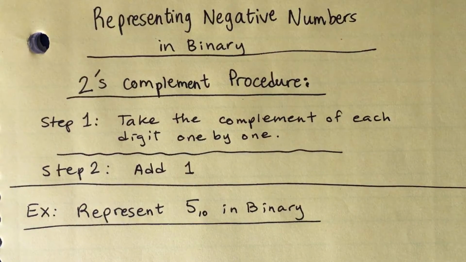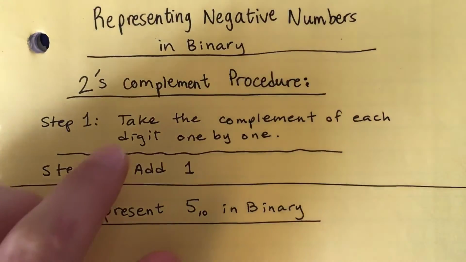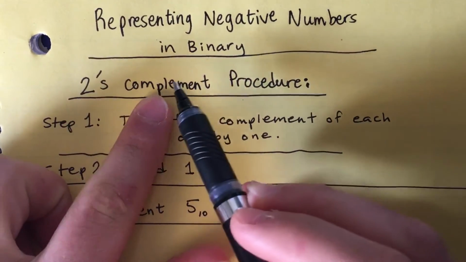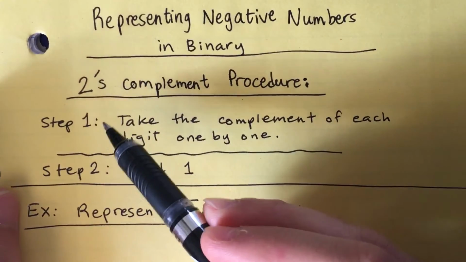Hey everybody, so in this video I'm going to be showing you how to represent a number that's in binary but in its negative form. So negative numbers in binary, we're going to be using this method called the 2's complement. And so it's pretty much a two-step process.